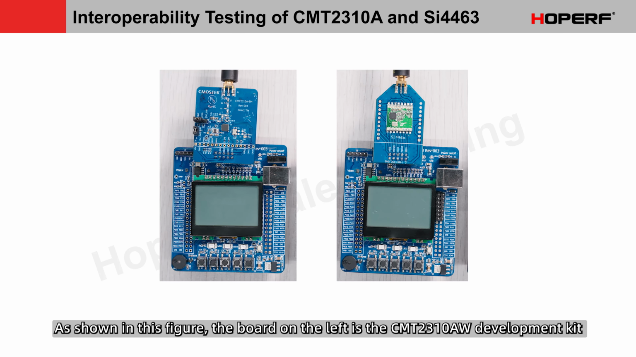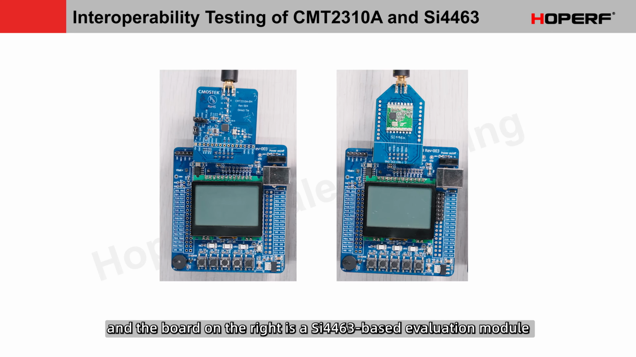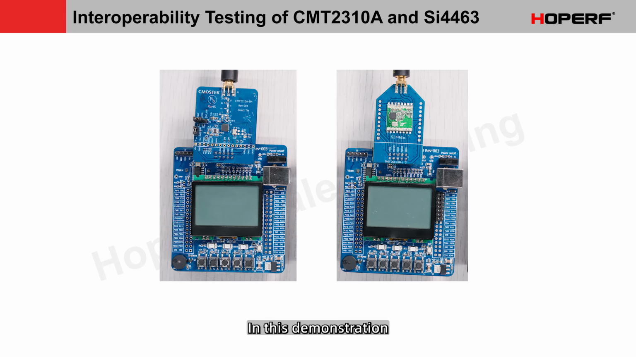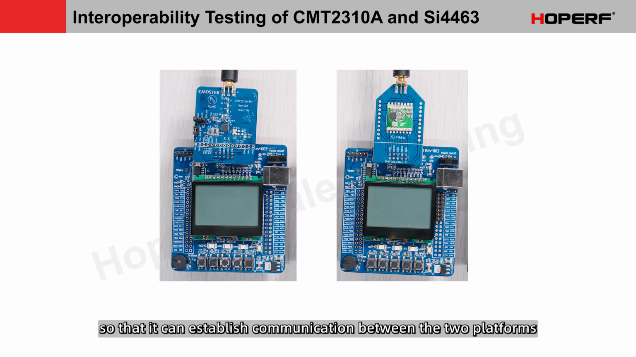As shown in this figure, the board on the left is the CMT2310AW development kit, and the board on the right is the SI4463 based evaluation module. In this demonstration, we will show how to configure the CMT2310AW so that it can establish communication between the two platforms.